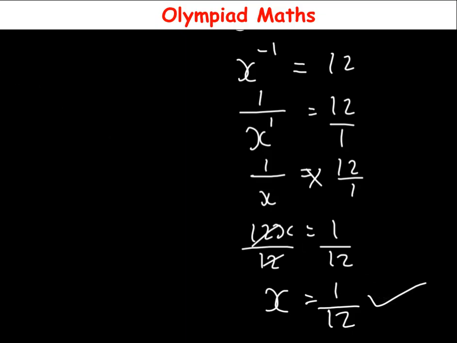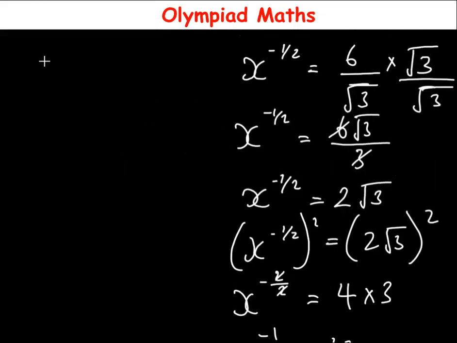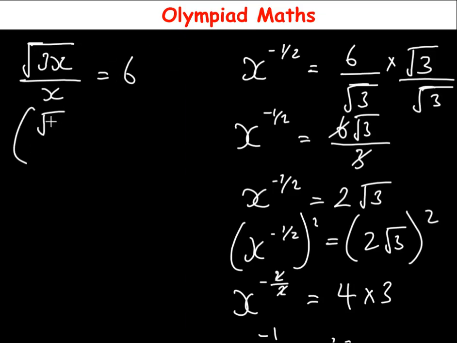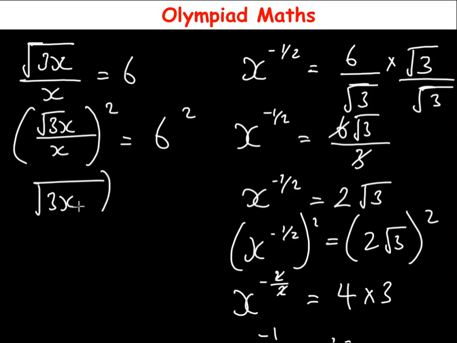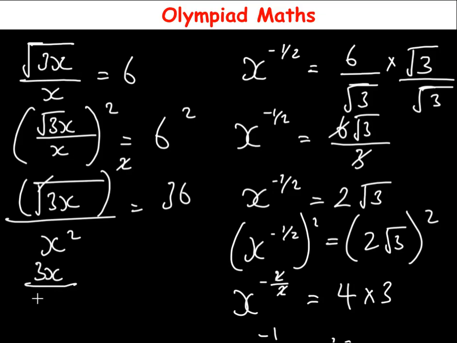Now for the third method, okay, for the third method, we have the equation to be root 3x over x is equal to 6, right? So first things first, I'll square both sides of the equation. So we have root 3x over x all squared is equal to 6 squared, right? So such that this becomes root 3x all squared over x squared is equal to 6 squared, which is 36. So at this junction, square root cancels square, you have 3x over x squared is equal to 36.